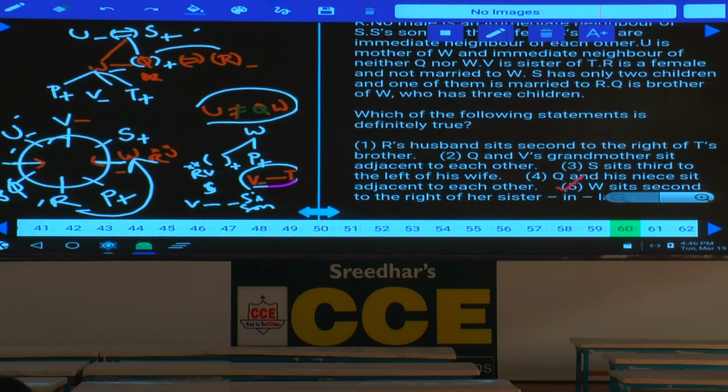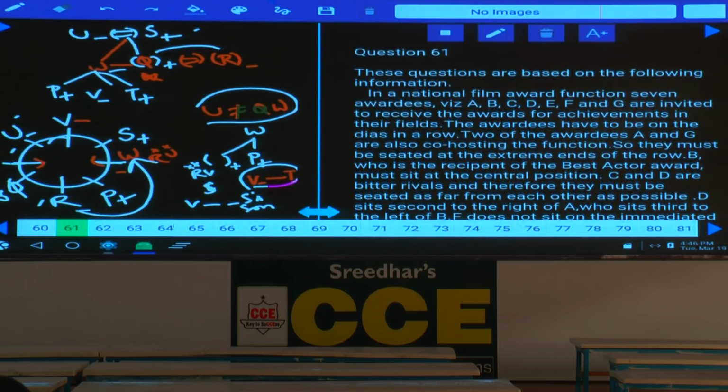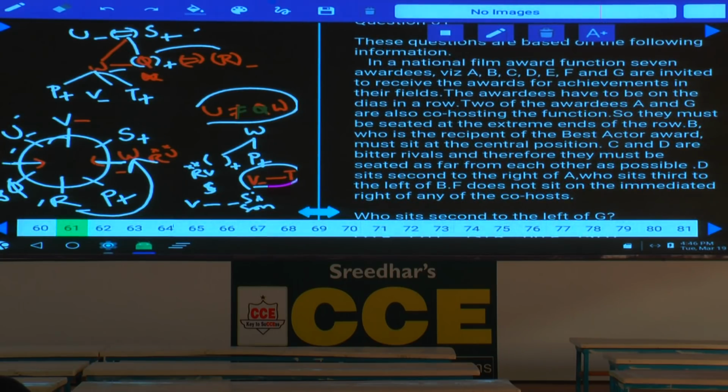As done with this one. Now this is about question numbers 56 to 60. Write down this one. Then let us start working question number 61 to 64. Now this question number 61 to 64 is based on a seating arrangement, row arrangement. Then how many persons are there?